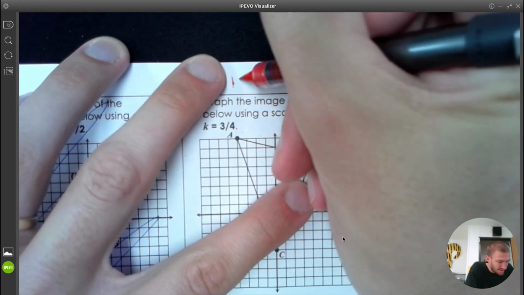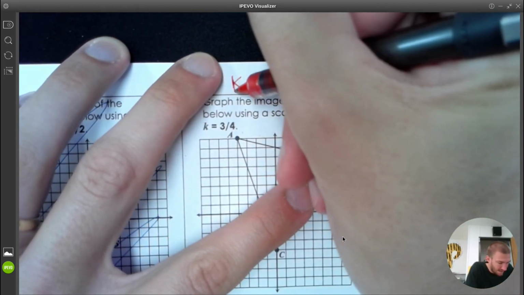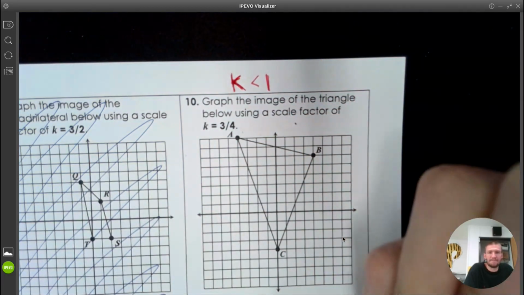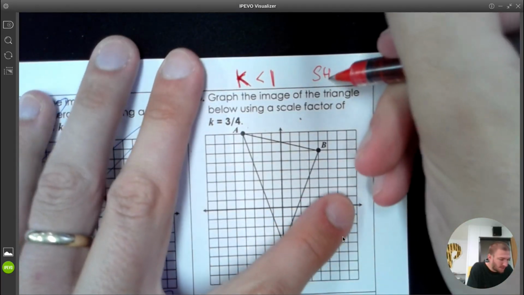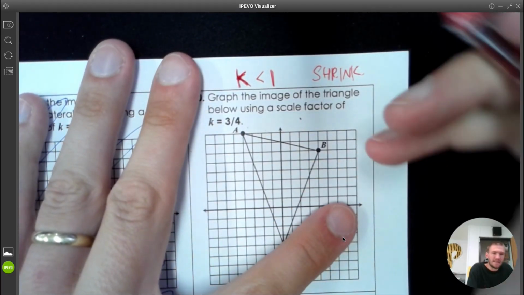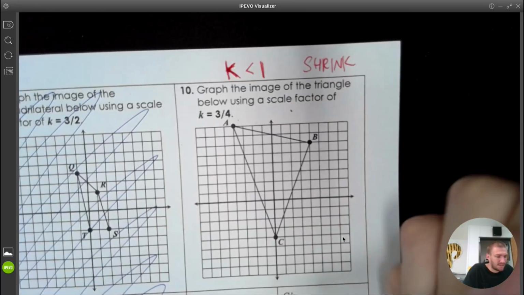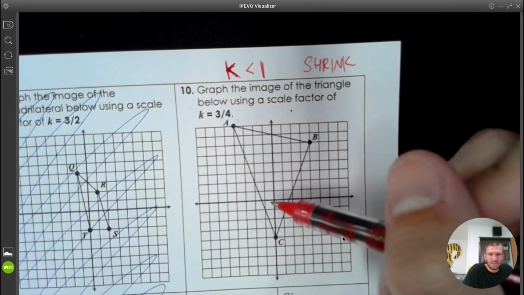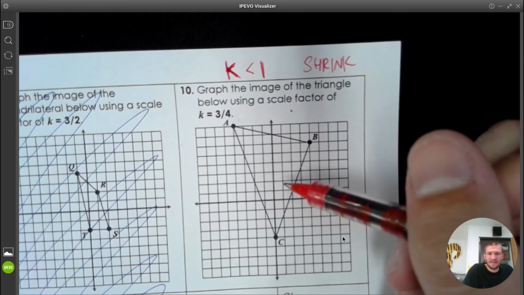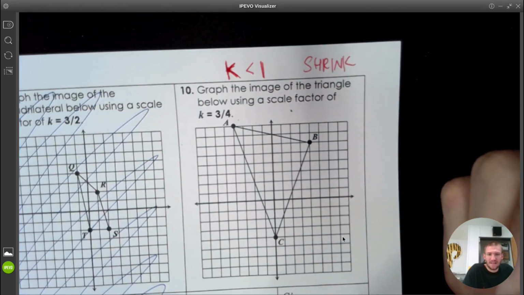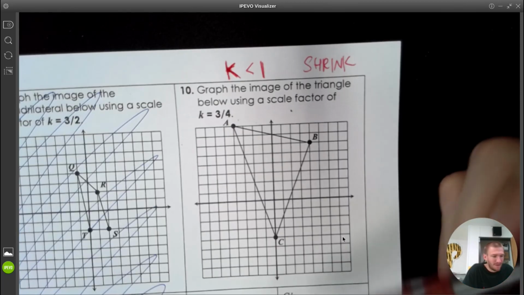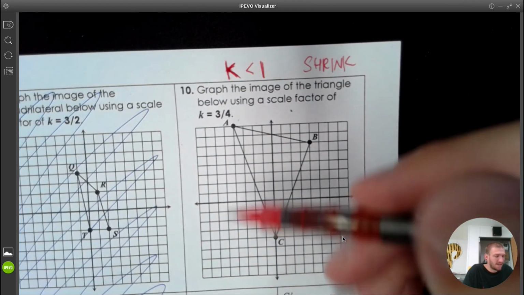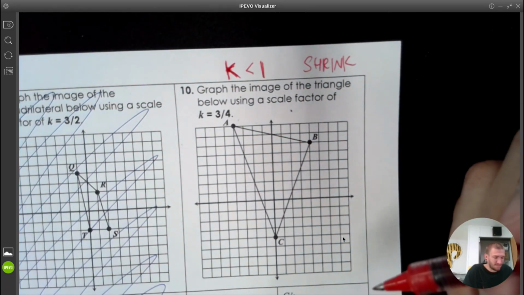Okay, now very importantly, 3/4 is less than 1. Okay, so this is a situation where we have k less than 1. That means we're going to need a shrink. Now let's also just use common sense. Look at this big shape. Do we have any room to make this big shape even bigger? Definitely not, right? We have no room to make this shape even bigger. Of course, we're going to end up shrinking it.